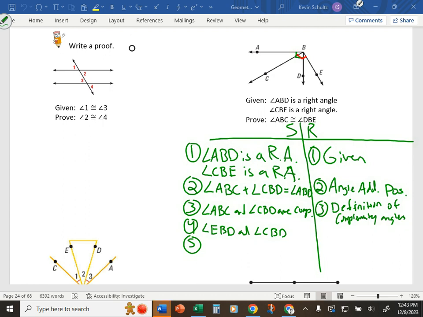After you stated that, you can use the congruent complements theorem to say that ABC is congruent to DBE. Yep. So by stating that ABC and CBD are complementary, steps 4 and 5, we're doing the same process for EBD and CBD, saying that EBD plus CBD, there should be a plus sign, they add to equal angle CBE because of the angle addition postulate.